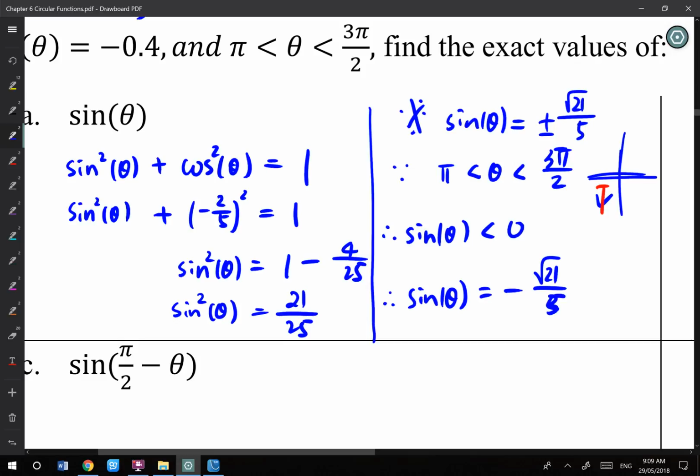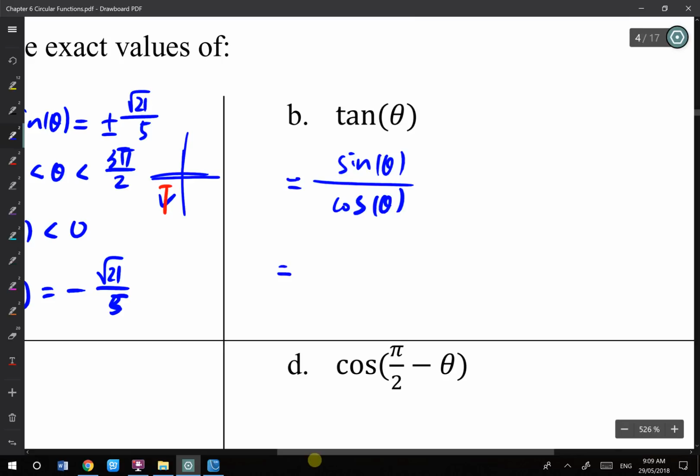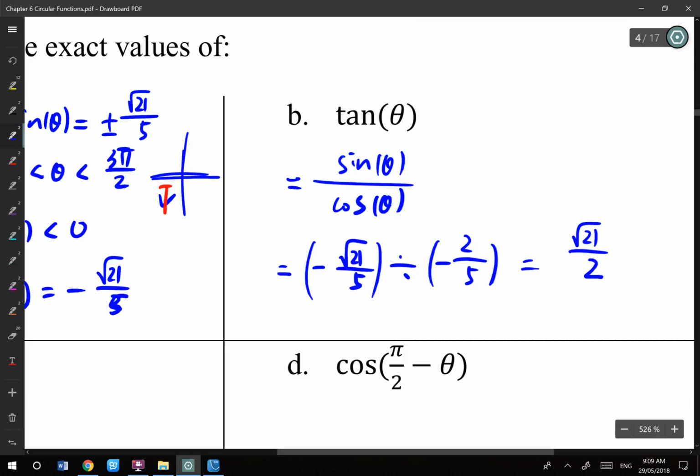Again, when you know cos, you can work out sine. When you get sine, you can work out cos. And then how can we work out tangent? Tangent is sine theta over cos theta. That's the formula you must remember. Oh, I forgot to talk about that in the previous case. Anyway, that's very important. So sine is root 21 on 5, and I divide by negative 2 on 5, which is 0.4, and that gives you root 21 over 2. You can see I get a positive value here, and I should get a positive value because it's the tangent.